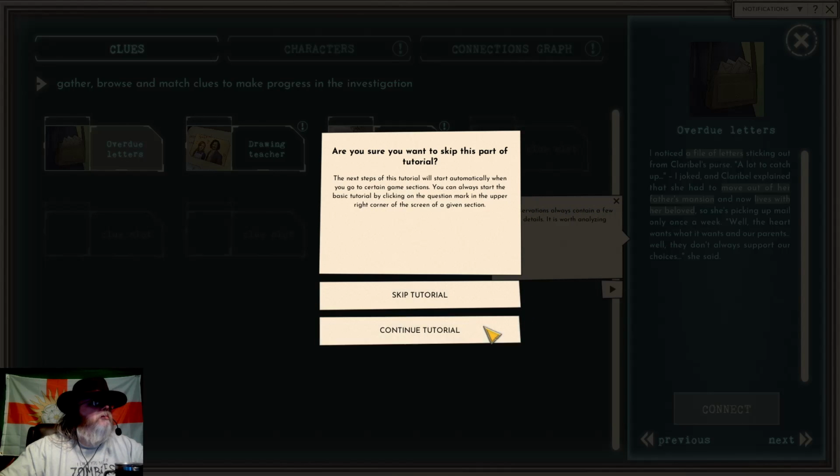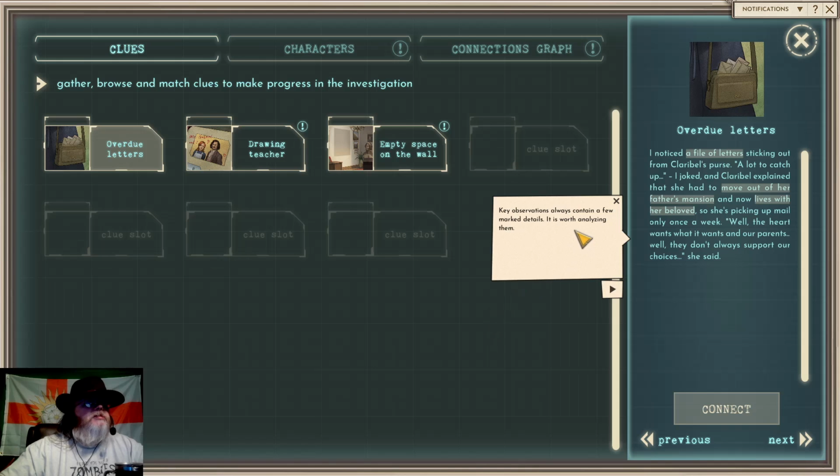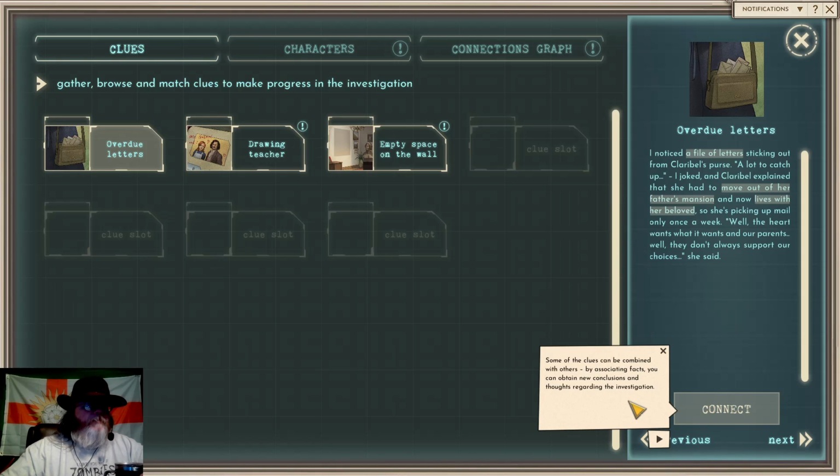Key observations always contain a few marked details. It's worth analysing them. Alright. Some of the clues can be combined with others. By associating facts, you can obtain new clues and thoughts regarding the investigation.